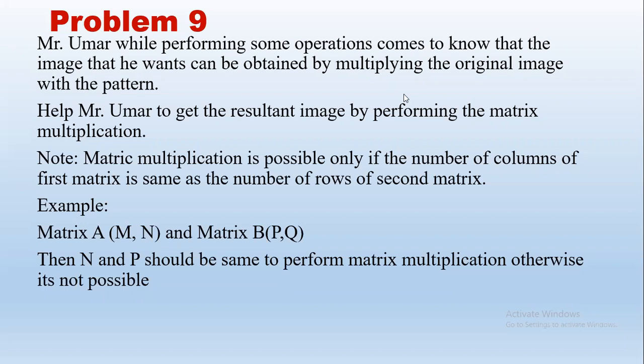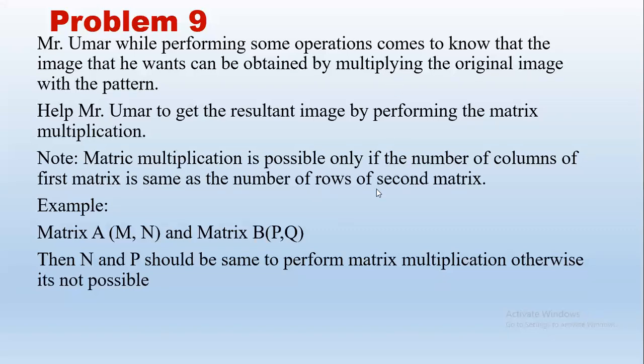Now if we multiply, we have M and N, and matrix B is P and Q. What is the order of the resultant matrix? M into Q. Yes. So the resultant matrix will have M rows and Q columns, right? So M cross Q will be the resultant matrix order.